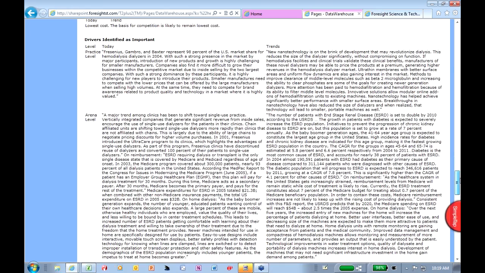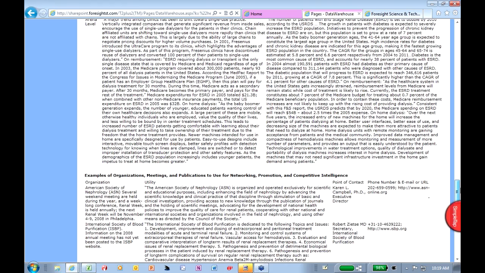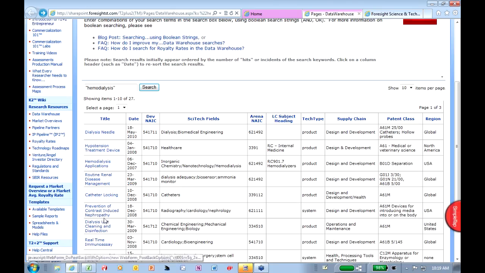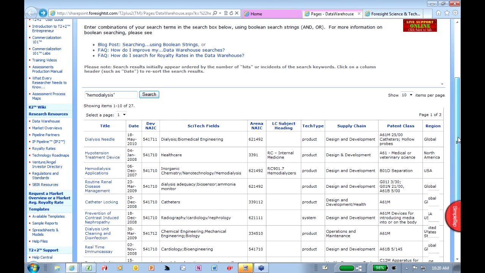So there's lots and lots of places to network, lots and lots of information in all the footnotes. Different reports have different information in them. And one of the things that's important is not only to search on the name of what something is, but also on the functionality. So if I was measuring particulates in blood, I might search on measuring particulates, or particulates and blood might be my search term, as well as hemodialysis. So I would search on both.